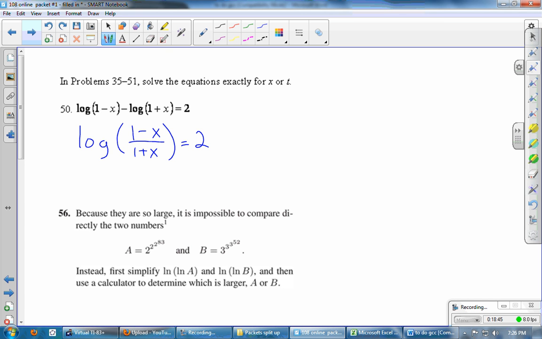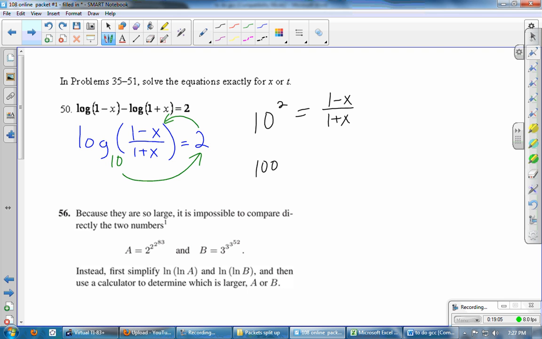And now that you have just the 1 log, you can write in the invisible 10 if it helps, and then follow the football pattern. 10 to the 2nd, copy the equals, and then write the stuff in the parentheses. No log. And so this equation is going to be easier for us to solve.